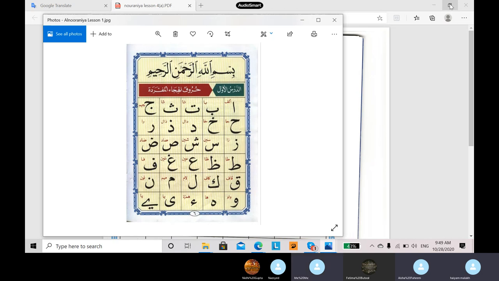Seen. Seen. Sheen. Sod. No. If you see sod, in the end there is a hafidah, so we have to say sod. The next one is Dod. Yeah, that's it. If you notice, in the end there is a Dal. Do you see it? Yes.